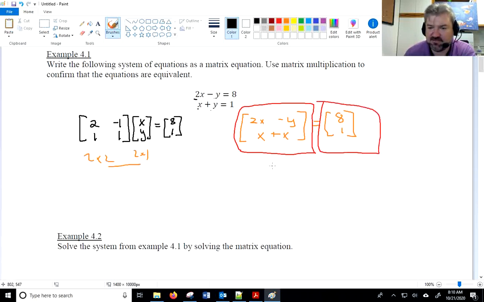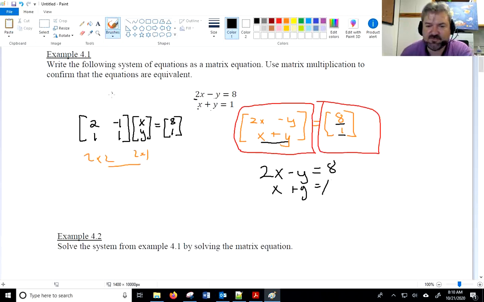So this element, 2x minus y, is in row 1, column 1, and must be equal to row 1, column 1 of the equivalent matrix. And, you know what? I wrote x plus x here. That should be an x plus y. Let me fix that real quick. Okay, and like I said, the elements have to be exactly the same. So the element in row 2, column 1, must equal row 2, column 1 of the other.